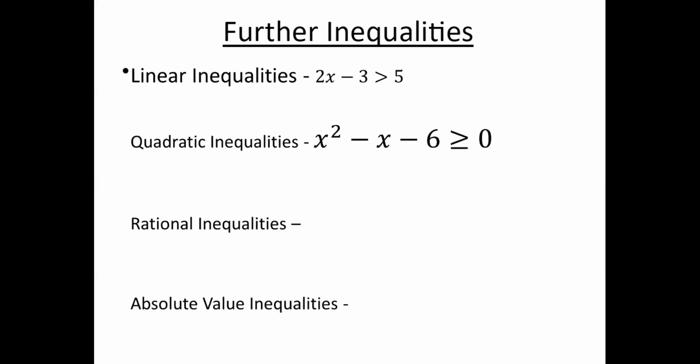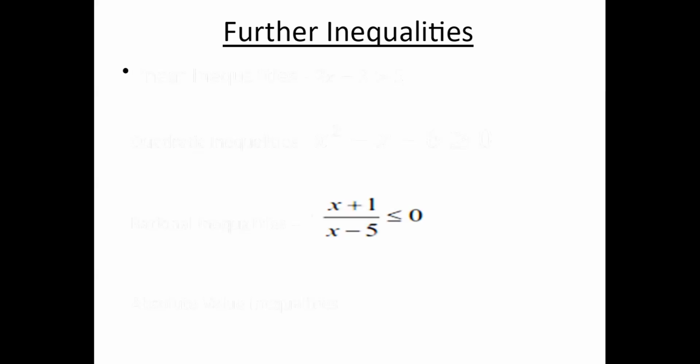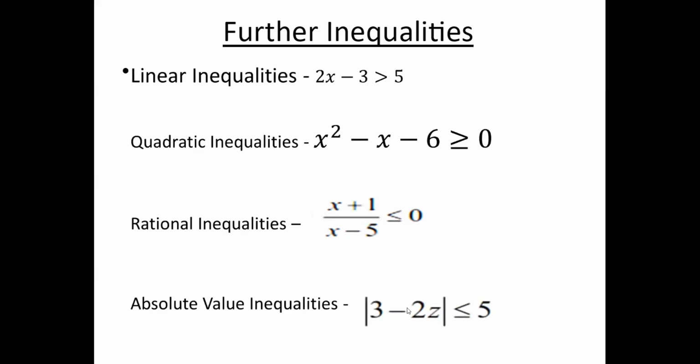Good. So we all know linear inequality. What's going on here? Oh, that's a rational inequality, meaning you have something divided by something, like a ratio, a fraction. And absolute value, well, we did that before. So we don't have to go back there.